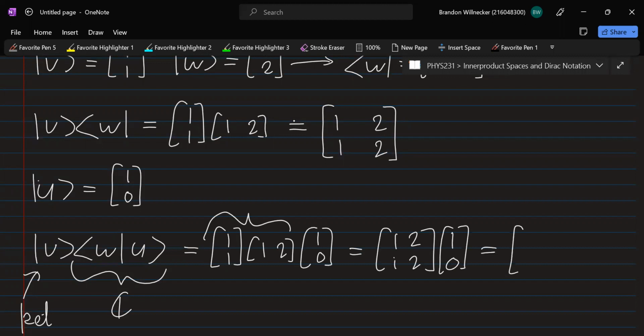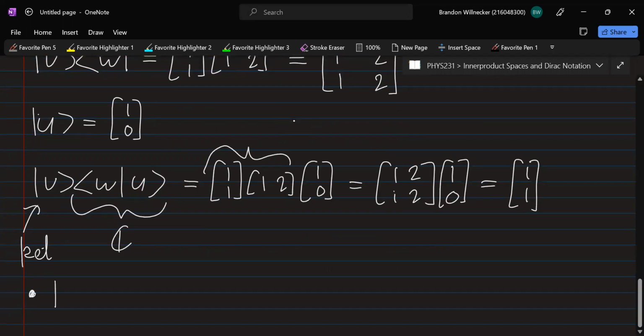And we see this is going to be 1, 1, which is a vector again. So we see that this outer product acting on another ket or another vector gives us a vector. So in terms of this column vector, row vector, matrix representation of things, we get the same behavior. The outer product produces this matrix, which can then act on a vector to produce another vector.